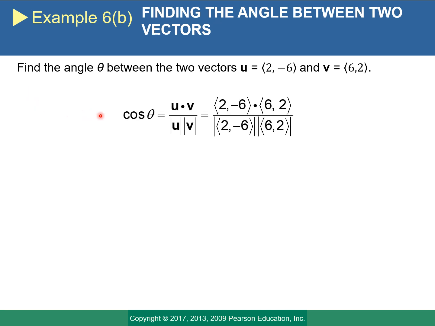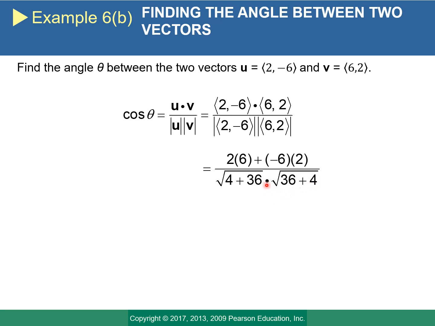Okay, so here's our formula, filling in our vectors. The dot product between the vectors is on top, and the magnitudes of the two vectors are on the bottom, and you multiply those magnitudes. On top, 2 times 6 plus -6 times 2. On the bottom, this was 2 squared plus -6 squared, and then this was 6 squared plus 2 squared.